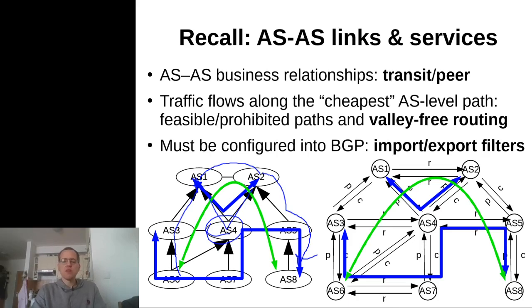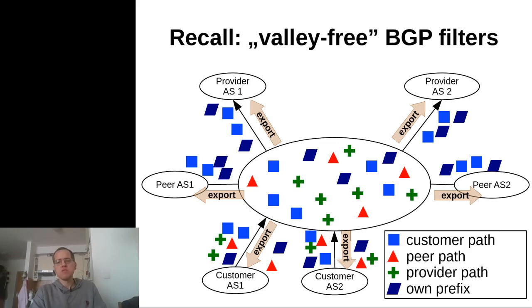We need to find another way to encode valley-free routing rules into BGP, so that the types of paths that BGP will distribute between BGP routers will all be valley-free. And we've seen that the way we do that is through import and export filters. So this was the basic understanding.